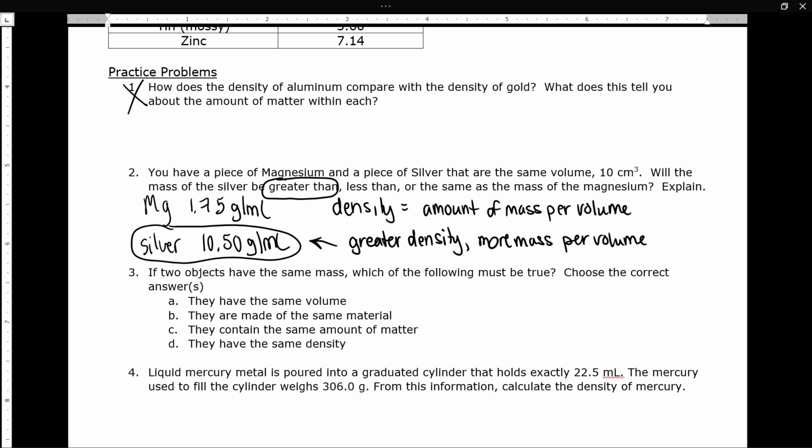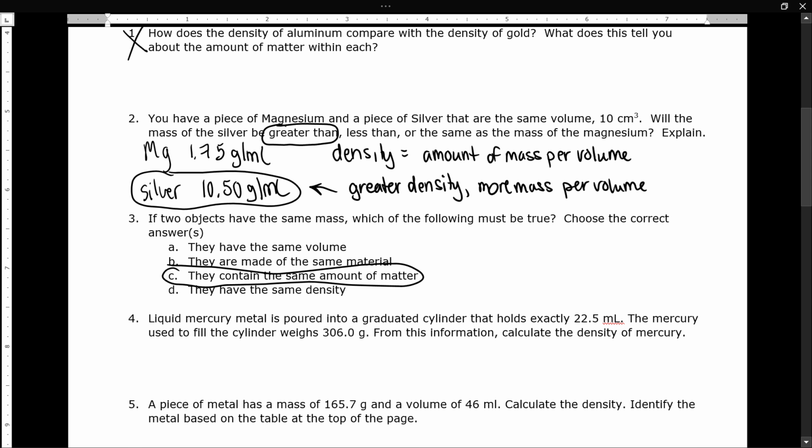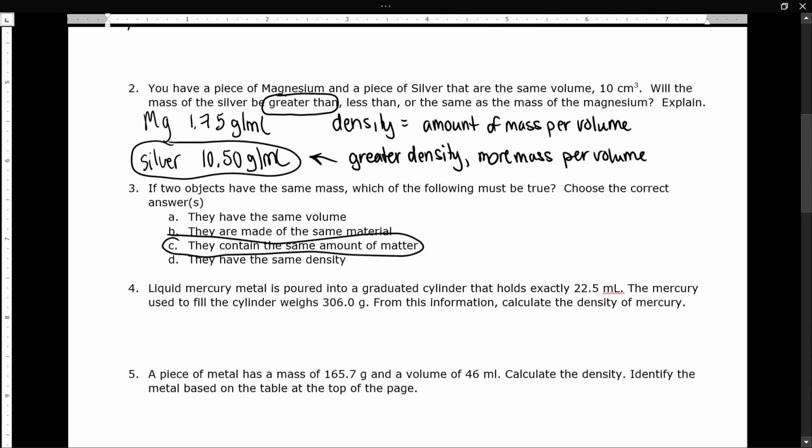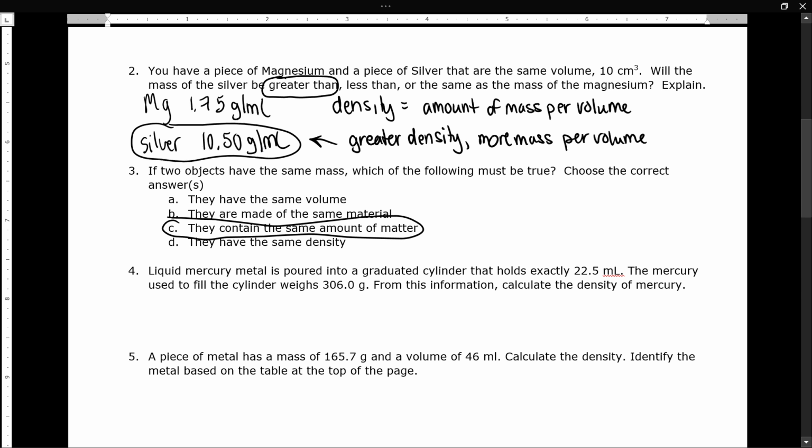And the correct answer here is C. So the mass tells you the amount of matter in the substance. Mass does not determine volume or what the material is or the density. So the amount of mass is just the amount of matter in a sample, versus the density, which would be a ratio of how much mass there is per unit of space.